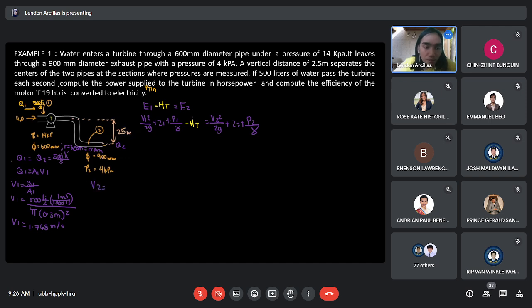Next, sa velocity 2 naman, meron tayong diameter na 900 millimeter. The radius for that one is 450 millimeter, or that is equal to 0.45 meters. Okay, so velocity 2 is Q2 over the area 2. Area ng cross-sectional area, that is a pipe, so circle. So velocity 2 is equal to, again, Q1 is equal to Q2. So, 1,000 liters. So, cancel. Area is pi r squared. So, velocity at point 2 is 0.786 meters per second. So, yun. Meron na tayong velocity 1, meron na tayong velocity 2. Let's convert it.